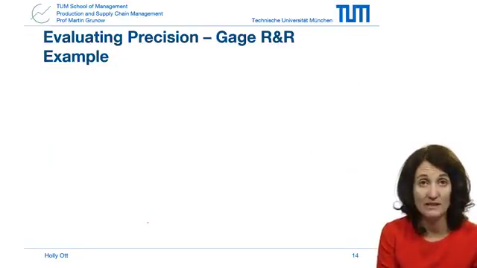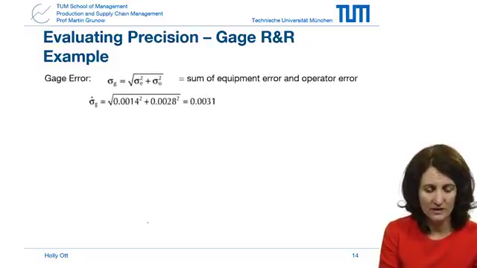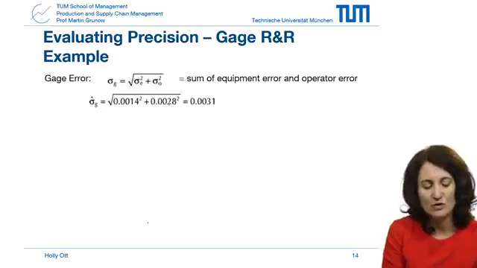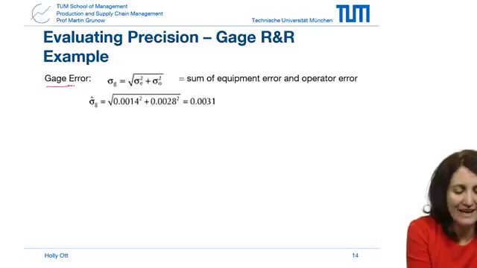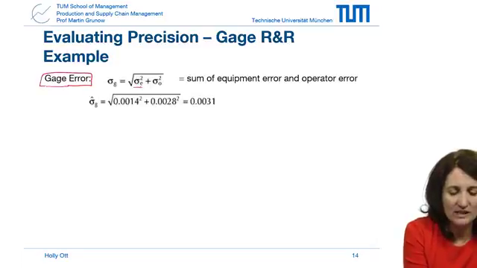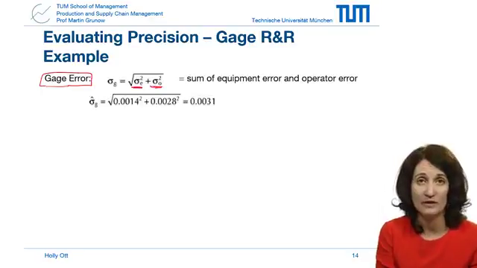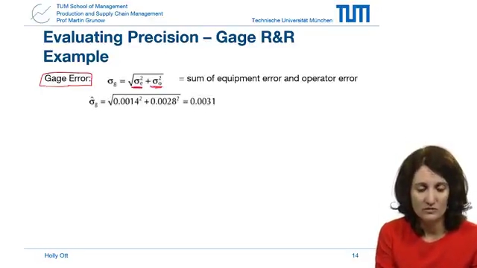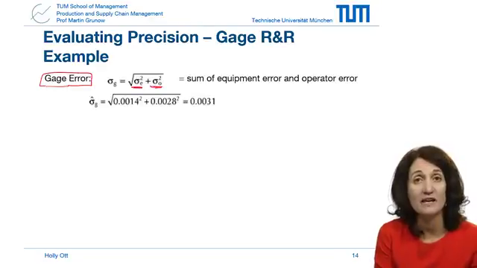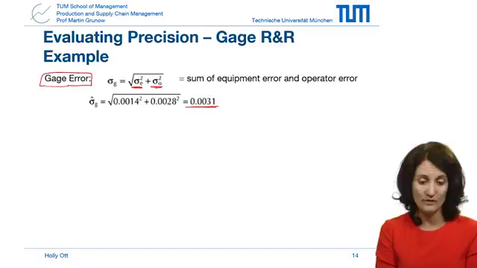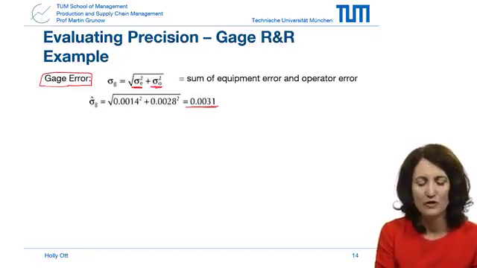So, just to summarize this, we've obtained estimates for reproducibility and repeatability from the data. We've estimated that with our sample standard deviations. And so we can say that the overall equipment or gauge error is going to be the sum of the variation from the equipment itself plus any variation from the operators. And so we can estimate that also as a standard deviation by adding the variances and taking the square root.